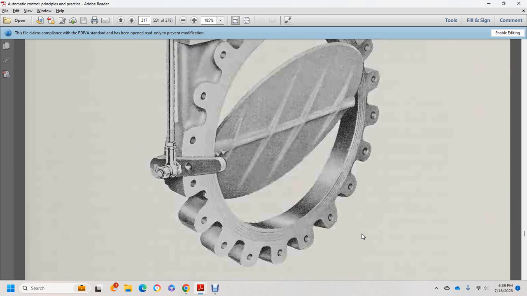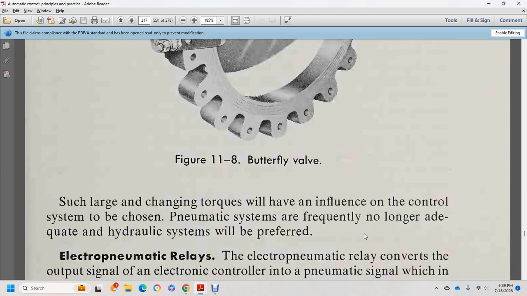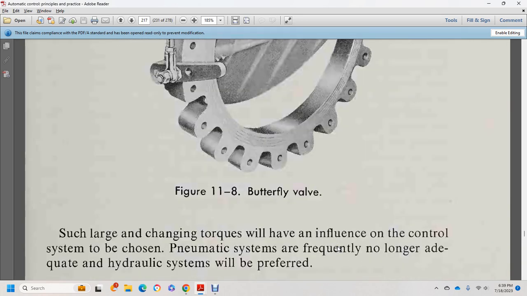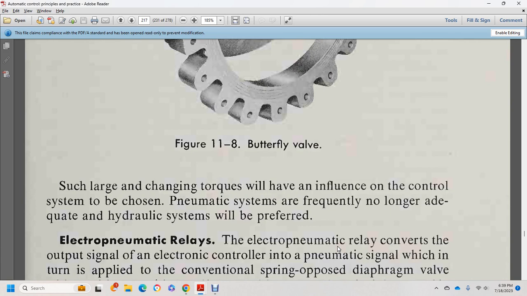Then it shows a picture of a butterfly valve. So large and changing torques will have an influence on the control system chosen. Pneumatic relays are no longer adequate, but the hydraulic system will be preferred.